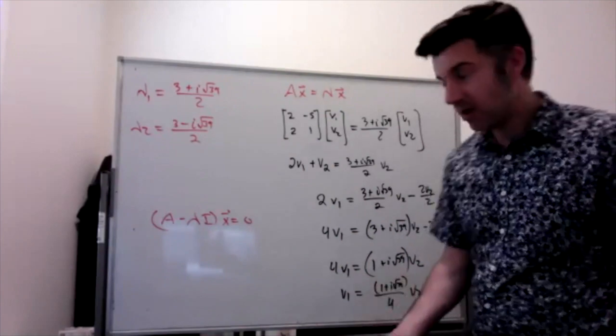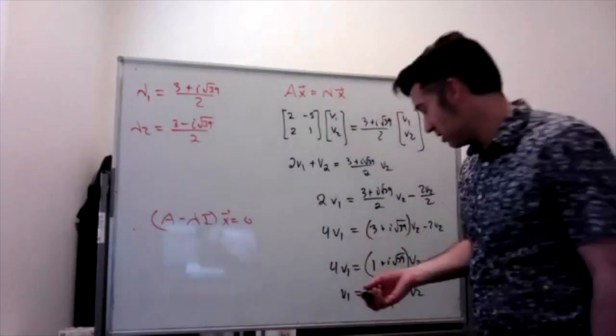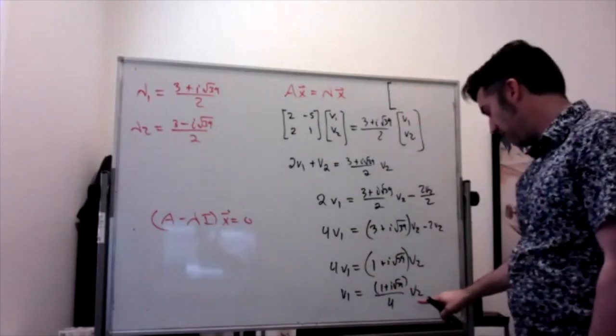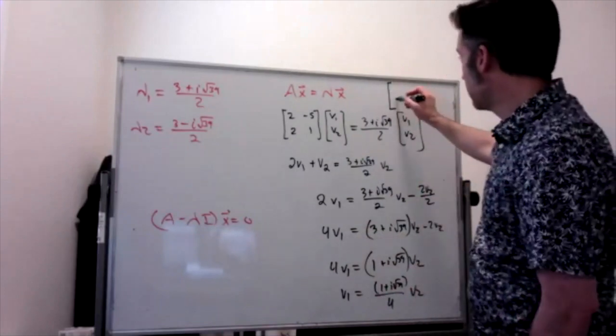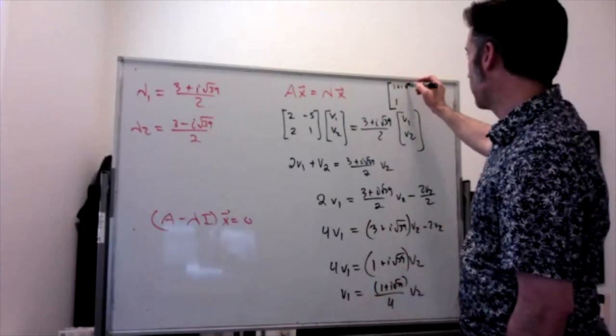So the eigenvector here could be, and there's lots of right answers, one right answer would be saying that v2 is 1 and v1 is (1 plus i root 39) over 4.